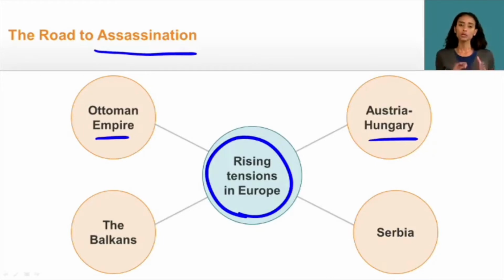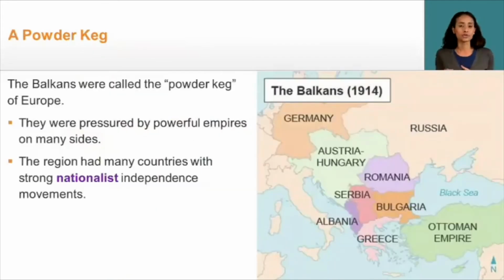So there's a region, part of which is part of the Austro-Hungarian Empire. The other part is part of the Ottoman Empire, and it's called the Balkans. And within the Balkans, you've got multiple ethnic groups that are all seeking their own self-governance, independence. One of those countries is Serbia. So all of these regions are going to have a huge impact on these rising tensions in Europe. So let's take a look at a map of this region and try to unpack this just a little more.